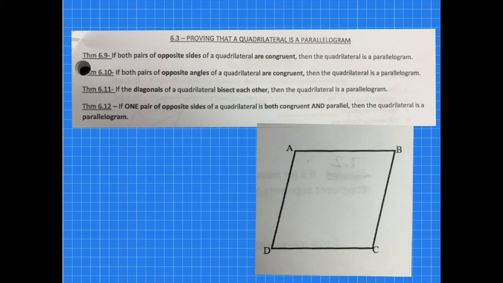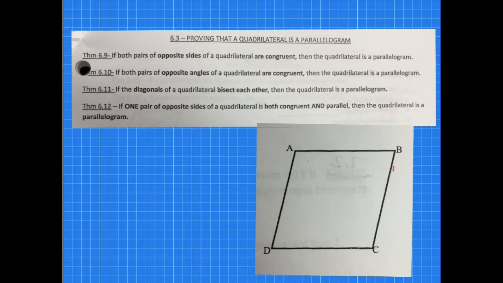Let's look at the next theorem. Theorem 6.10 says if both pairs of opposite angles are congruent to each other, angle A is congruent to angle C, and angle B is congruent to angle D, then the quadrilateral is a parallelogram. Theorem 6.11 says that if the diagonals of a quadrilateral bisect each other, then it is a parallelogram.